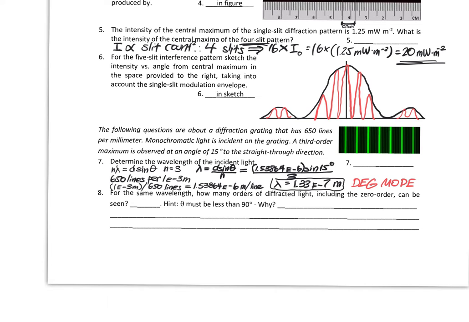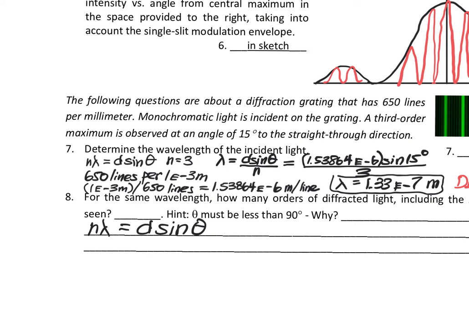So number 8's an interesting question. It wants to know how many orders of light can be seen. And so the orders are actually given by n, in n lambda equals d sine theta, where theta is the angular separation from the central maximum, from the zero maximum, to each of the maxima, each of the orders of the maxima. So you've got first, second, third, etc. But there's a limit. It says, hint, theta must be less than 90 degrees.